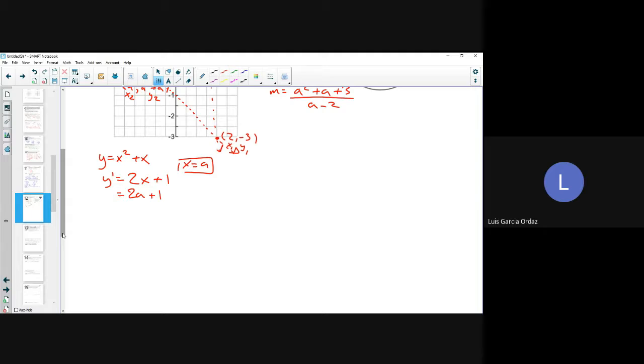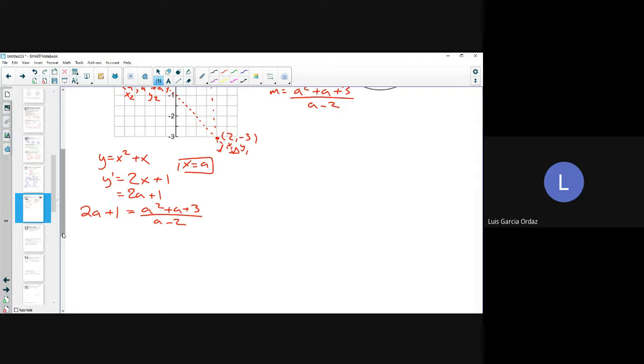So this is going to help us find the points where those lines hit our function. So I'm going to set 2a, because that's going to help me find my slope, that is the slope of the tangent, equal to y2 minus y1 over x2 minus x1, which is equal to a squared plus a plus 3 all over a minus 2.